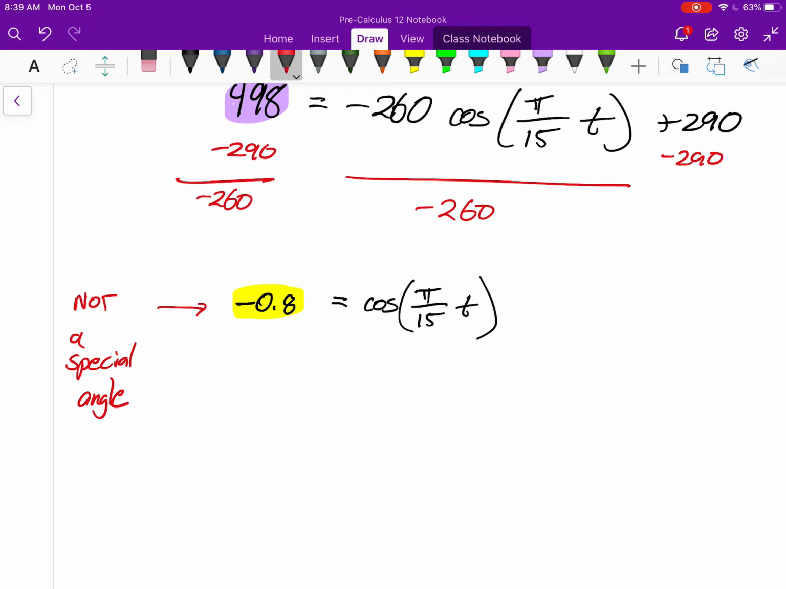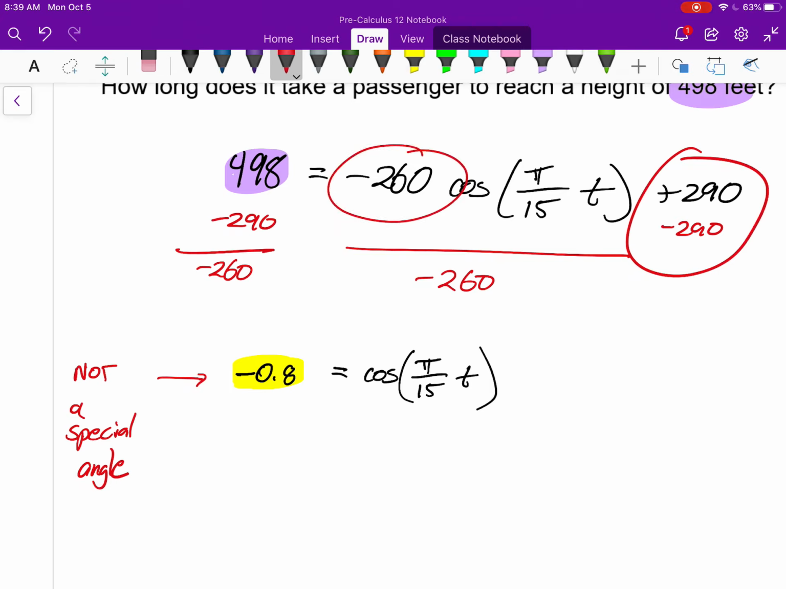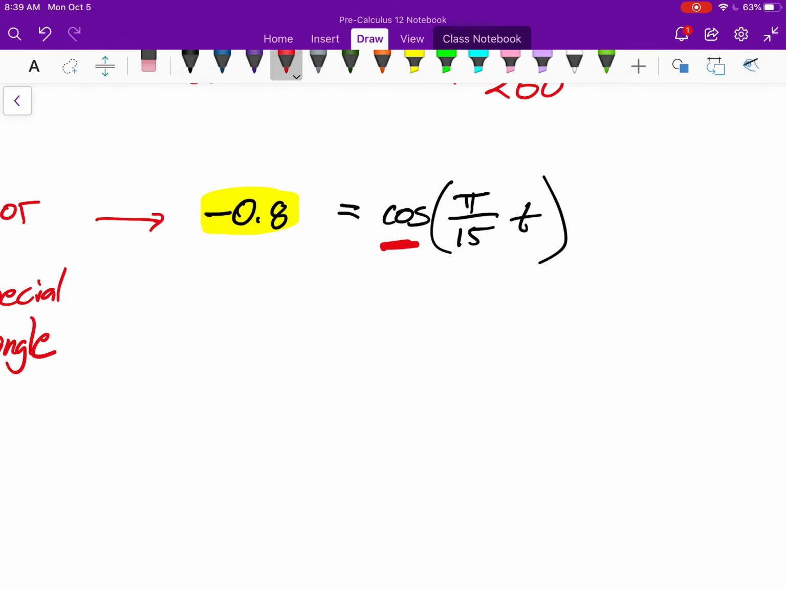We have lots of options, but one option is, like up here, to get rid of the plus 290, I subtracted 290 from both sides. To get rid of times negative 260, I divided both sides by negative 260. So in essence, I want to cancel out the cosine function, and I want to apply that to both sides. So how do you cancel out a cosine function? You apply the inverse cosine function. And so I want to find the inverse cos of both sides. I'll write it like this.